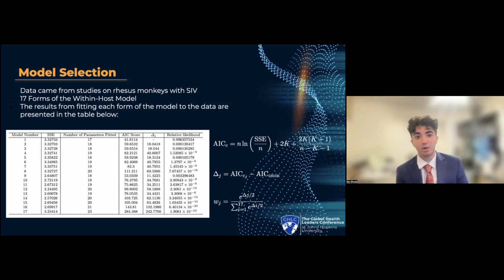Now in that fifth column, we have delta J. Delta J is the difference between the lowest AIC score and the subsequent models. So for example, model 2 has an AIC score of 59.6. If you subtract the lowest one, model 1's 41.6, we would get approximately 18, which is what delta J ends up being for model 2. And in the last column, we have relative likelihood, which is given by that last formula on the right. Relative likelihood basically says the probability that your model is actually the best model that represents the data set. And as you can see, model 1 has nearly 99.6% relative likelihood.